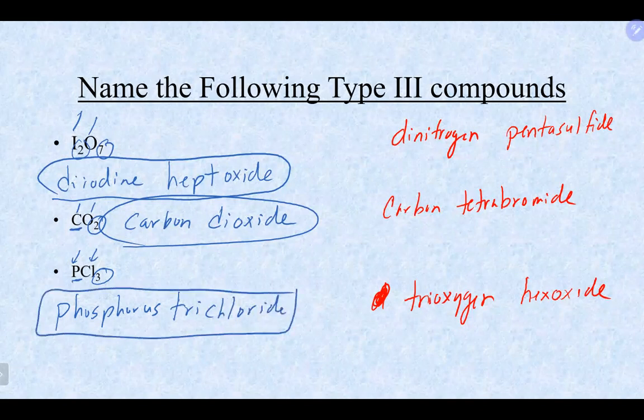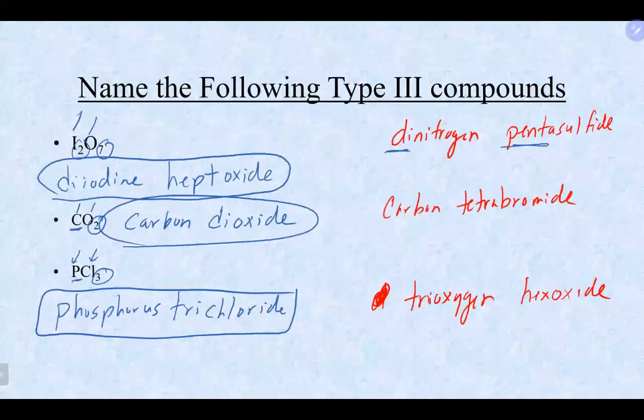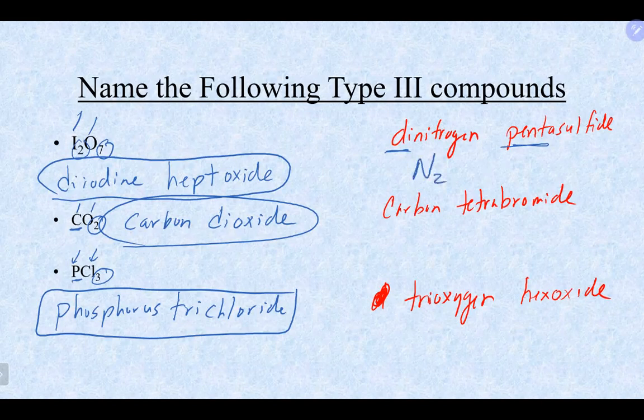Probably the fastest and easiest one of everything that you ever name is what we have on the right, which is the naming going from the name back to the formula. As soon as I look at this formula, I see prefixes. I know it's type 3, which means I'm just going to basically write what is there. Di is 2, nitrogen is N, so that's N2. Penta is 5, sulfur is S, so there we go, N2S5. Nothing to balance, just need to write what's there.